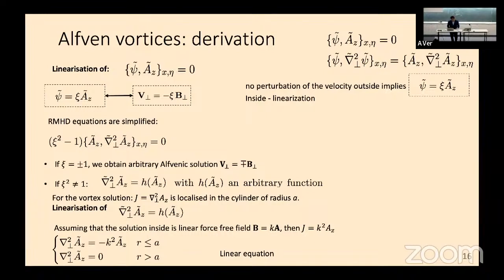At this point we introduce the second linearization, which is the fact that inside the cylinder we require that the solution is force free, but outside, with non-zero current density shift, which is related to the vector potential here. But outside of the cylinder, we put the requirement that the current density must be equal to zero. So here, finally, after these two linearizations, this system becomes linear.